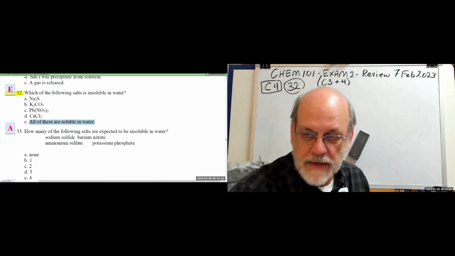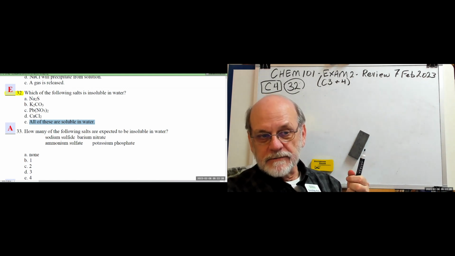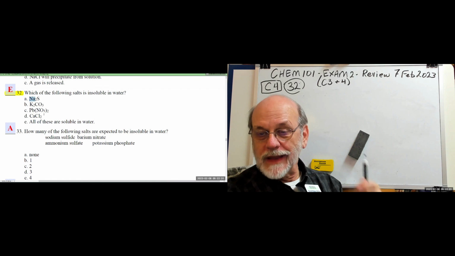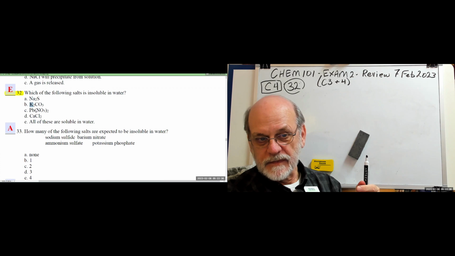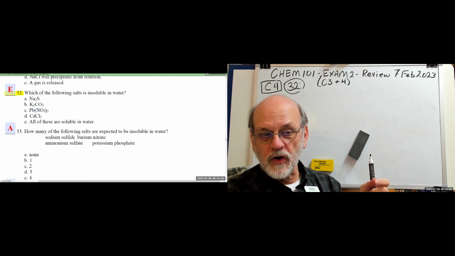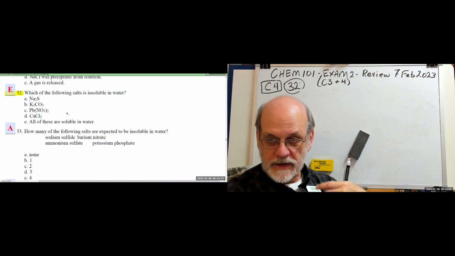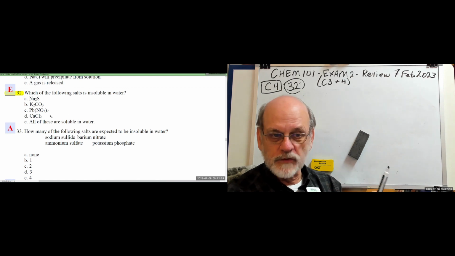Now, if we had memorized the solubility rules, we know that all alkali metals are soluble. So sodium, potassium are all soluble. All nitrates are soluble. And most chlorides are soluble. Right? This is one of the chlorides that is soluble. All right, so if you memorize the solubility rules, you don't have to look at the chart. But that's okay. You'll have the chart available for the exam.